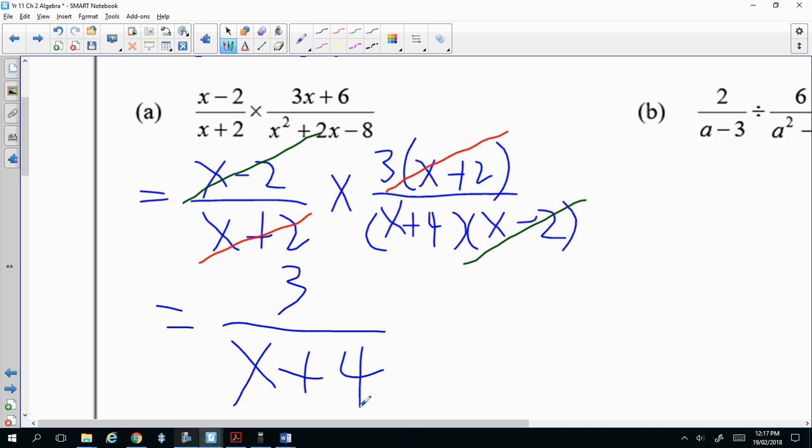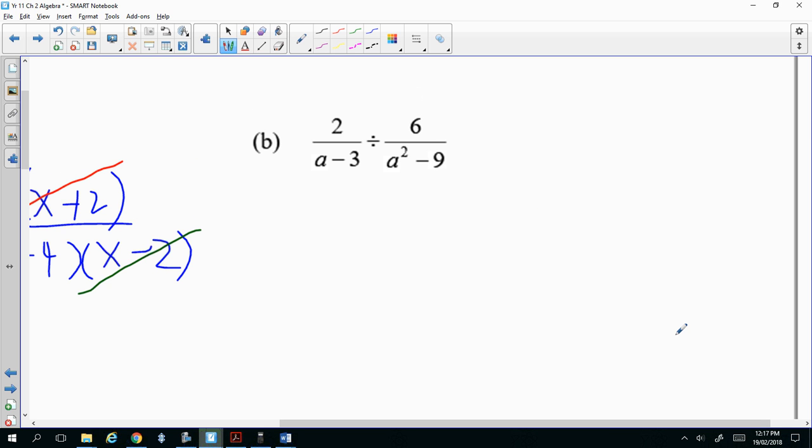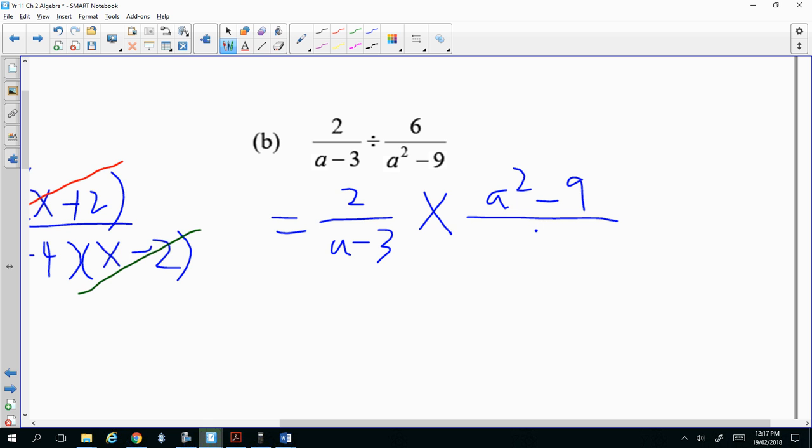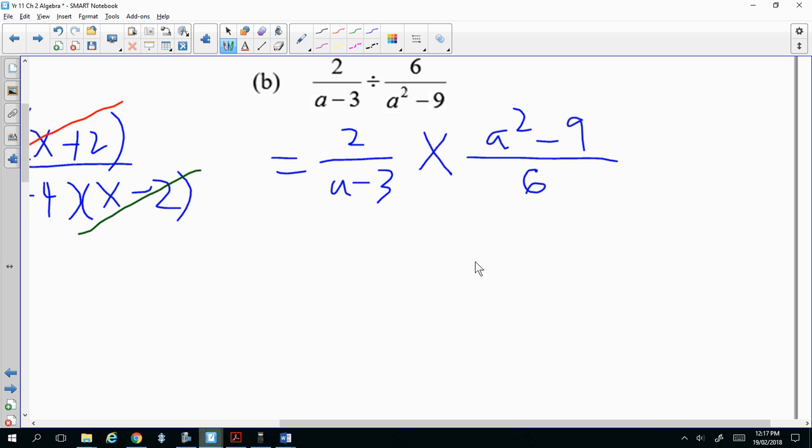All right, pretty straightforward. How about the next one? What if it's divide? Same thing, but before you divide, it's better to change to times and write times by the reciprocal. So change divide to times and flip the second fraction. And once you do that, you need to factorize. And like before, the top is a difference of 2 squares.